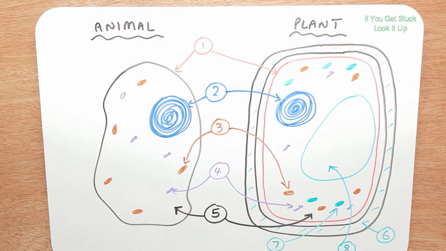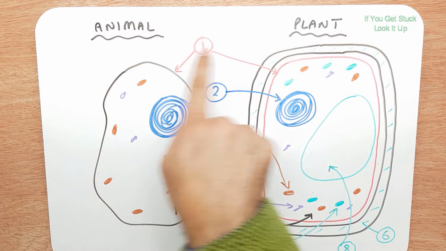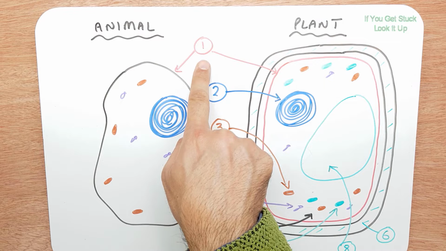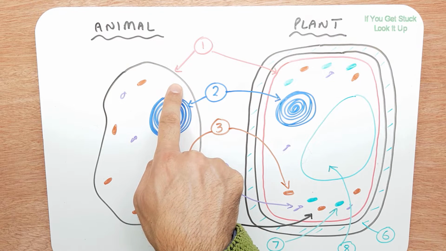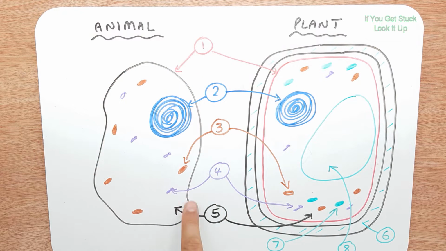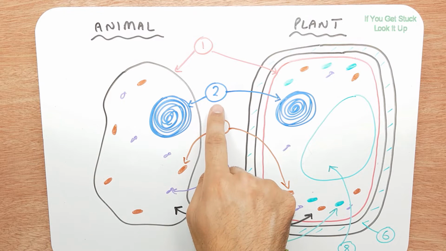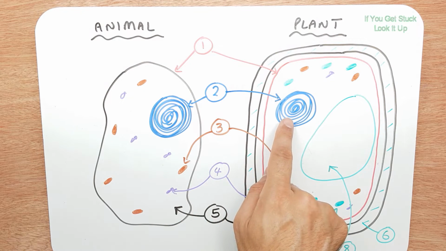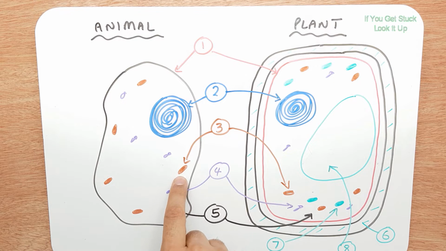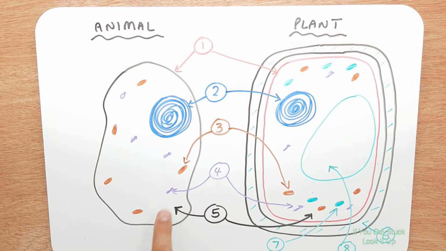So let me just go through that again. We're doing the animal cell and the plant cell. First of all, they both contain a cell membrane. So that's the black bag here and the red inside bag there. That's what you can look at it as for now. Number 2, you've got the nucleus in both cells. Then you've got the mitochondria or mitochondrion. Mitochondrion is singular, mitochondria is plural in both the cells. They're responsible for the energy in the cell.